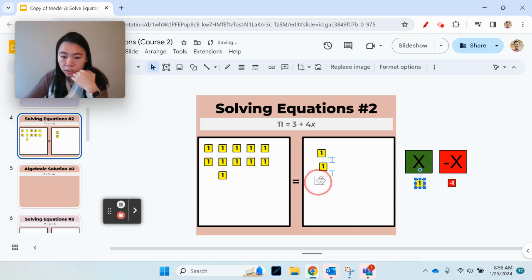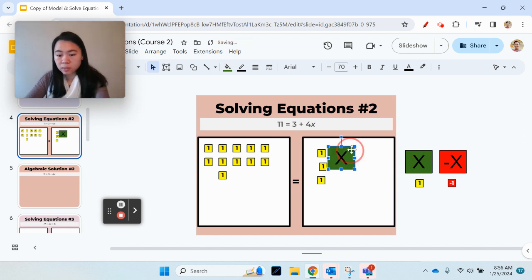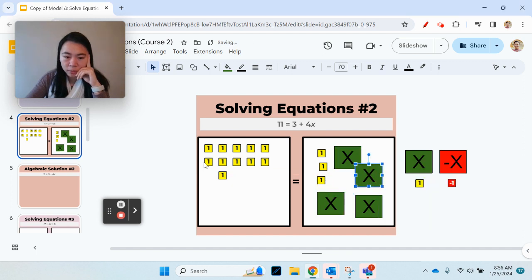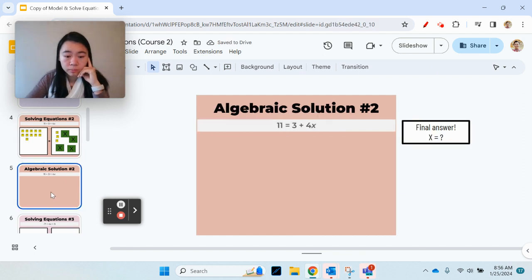1, 2, 3 equals 3 plus 4x. And 4 positive x's. You can copy and paste if you like, whatever is easier for you, as long as I can see that equation in your model. Okay, so I've got a positive 11 equals positive 3 plus 4 x's. All right, now time to solve.